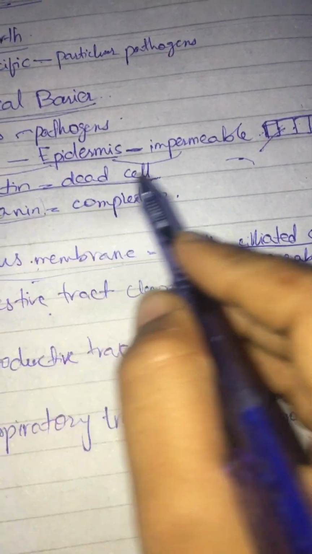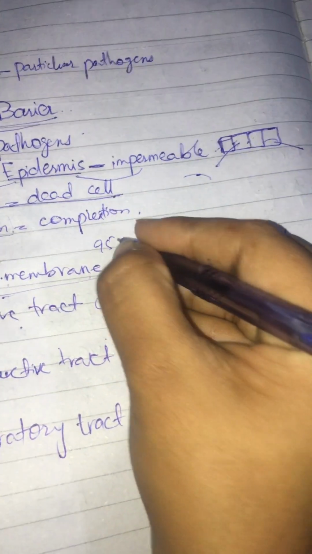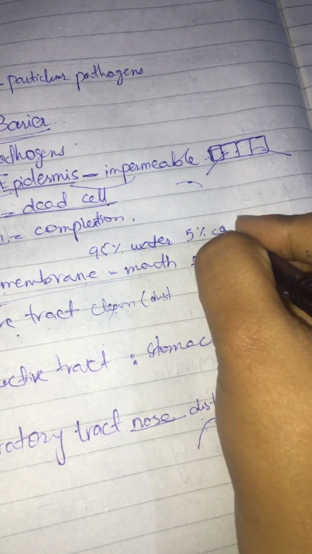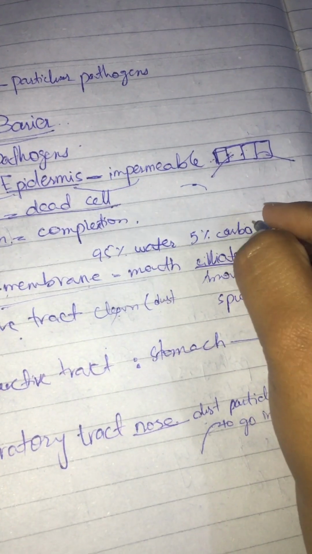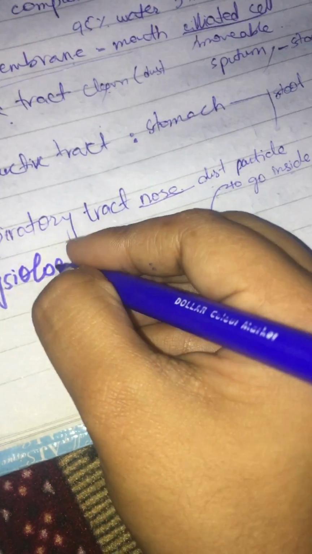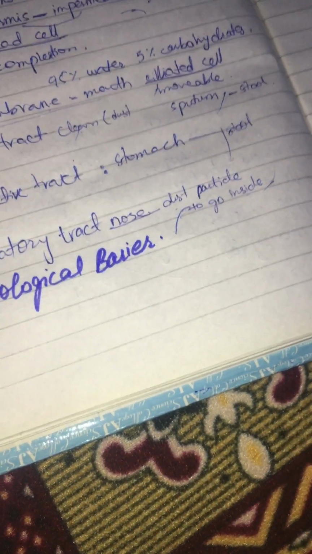An important point is that the mucous membrane releases a sticky substance made up of 95% water, and the remaining 5% is carbohydrates or some important nutrients. Now another barrier is the physiological barrier, which is also known as the biochemical barrier.